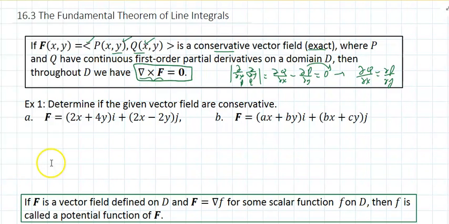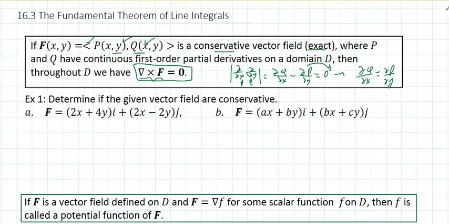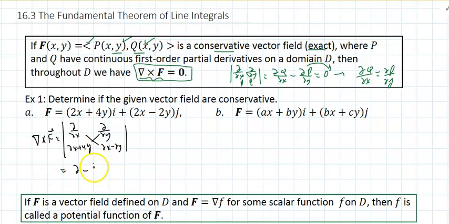So, determine if the given vector field is conservative. Well, let's see. If I take del crossed with f, that is the partial with respect to x, the partial with respect to y, 2x plus 4y, 2x minus 2y, that would be a 2 minus a 4, which equals a negative 2, which doesn't equal 0. So no, this is not a conservative vector field.